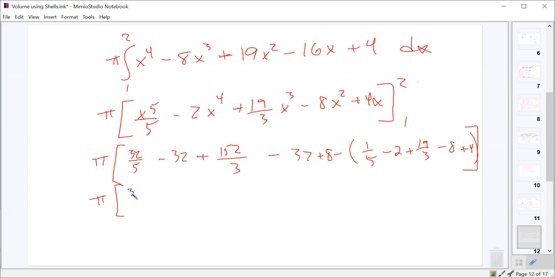All right. Pi times, what is that? 31 fifths minus 64 plus 8 is a minus 56, minus 54. What is that? Minus 46, minus 50, I guess. And then 152 thirds minus 19 thirds. What is that? 133 thirds. And then get your common denominator and get an answer. We'll finish it.